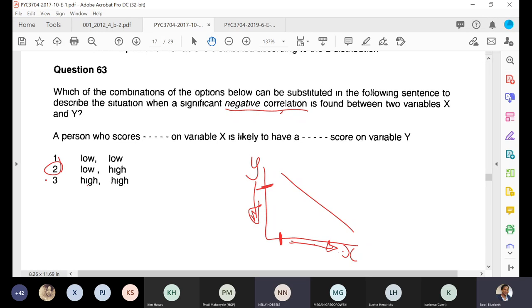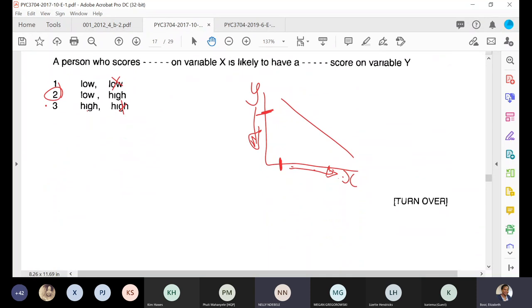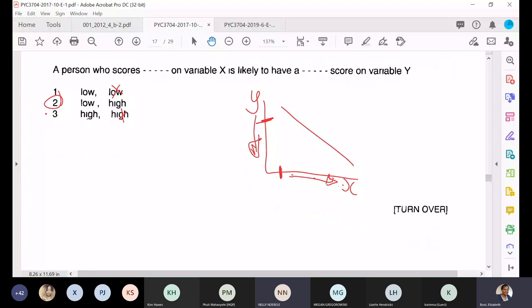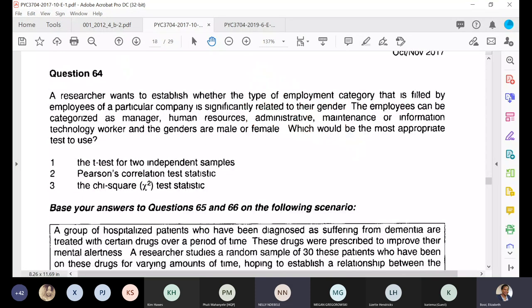Because the others: this one says when X is high, Y is high as well, so it's not correct. This one says when X is low, Y is low, then it's also not correct. So only number two will be correct. So drawing this might also help with reference to how you want to answer the question.